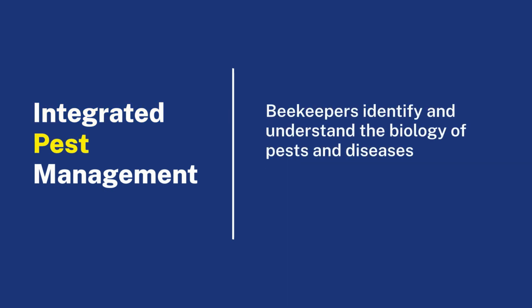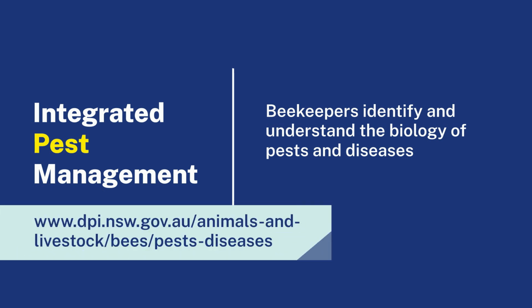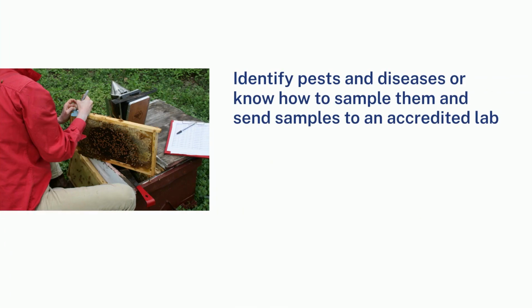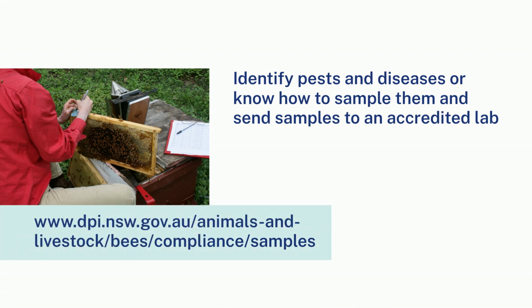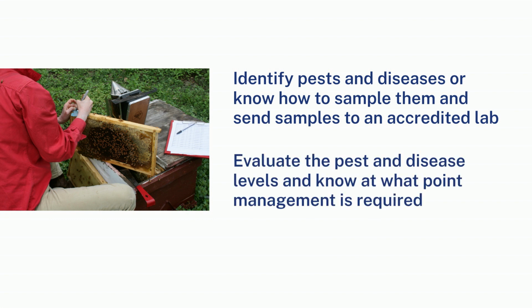Every beekeeper is responsible for being able to identify and understand the biology of pests and diseases. There's no bee vet you can take your honeybee colony to tell you what's wrong with it. Beekeepers need to be able to identify pests and diseases or know how to sample them and send suspect samples to an accredited lab such as New South Wales DPI's Elizabeth MacArthur Agricultural Institute. And beekeepers need to be able to evaluate the pest and disease levels and know at what point management is required. The goal is to keep pests and diseases below their dangerous thresholds.